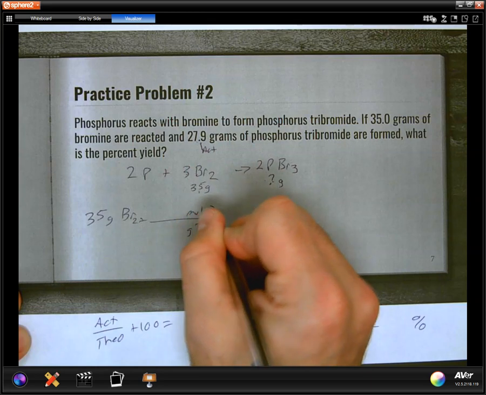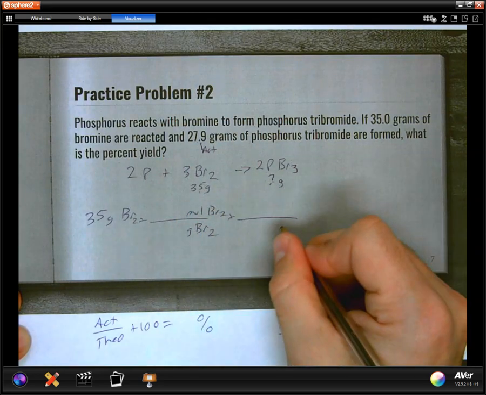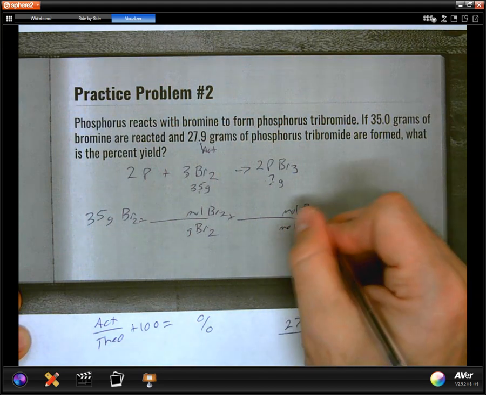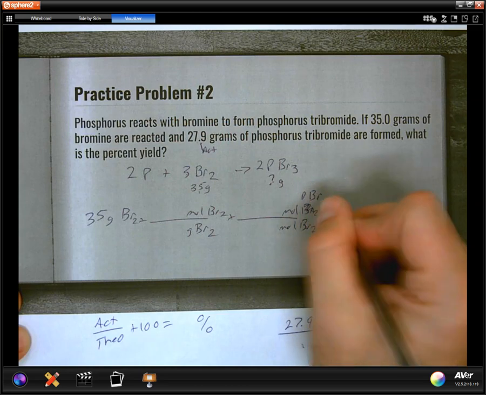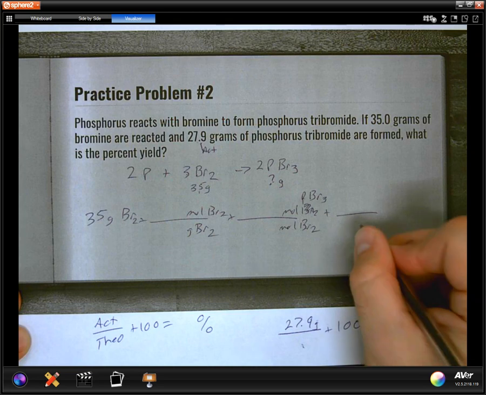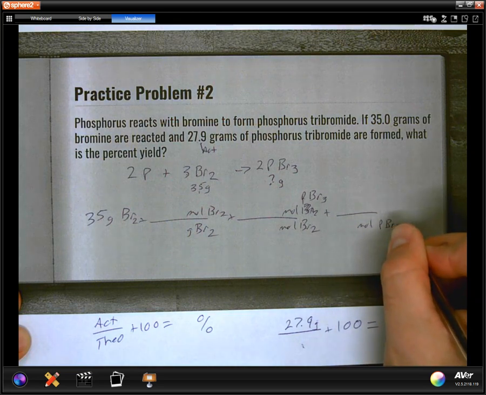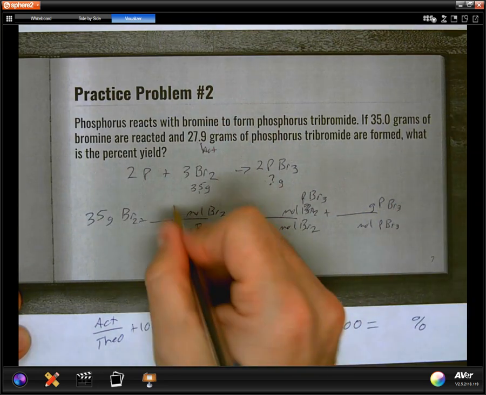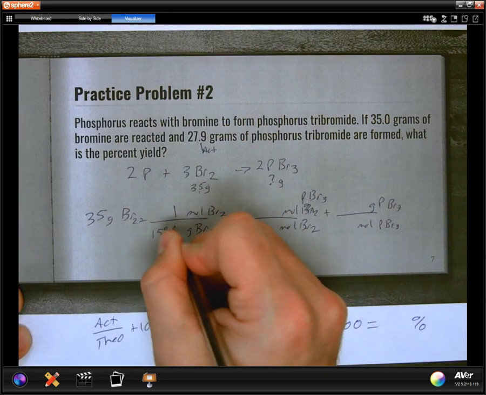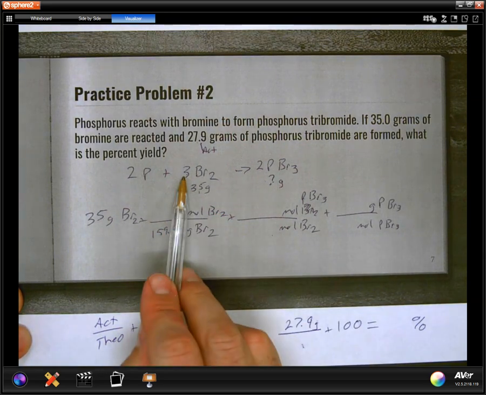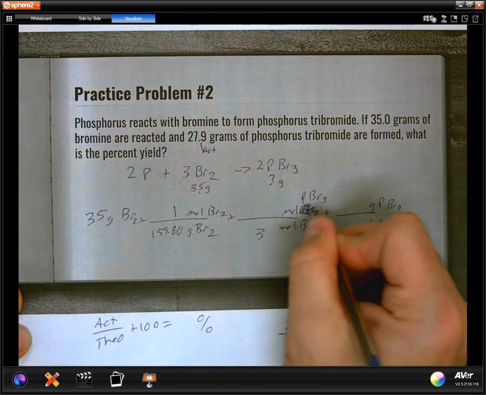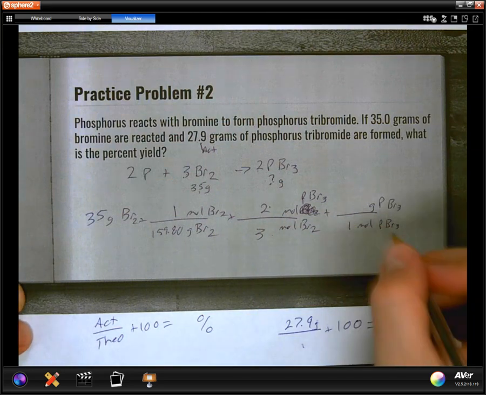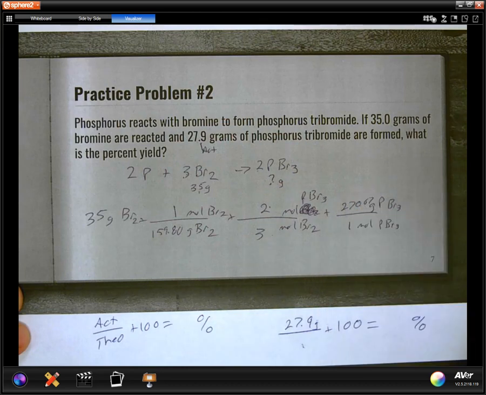So again, write down what you know, follow those units, convert that to moles, follow your units. I'm going to go from moles of bromine to moles of phosphorus tribromide. And then we need to convert our moles of phosphorus tribromide to grams of phosphorus tribromide. This comes from my periodic table, which would be 159.80. This is 3 of these, makes 2 of those. And now again, 1 of these, looking at your periodic table, comes up with 270.67 grams of that.